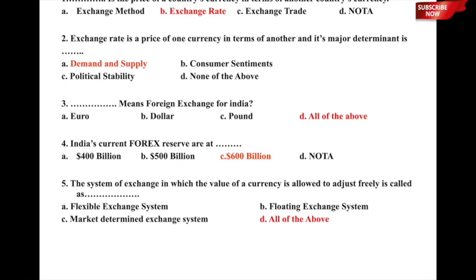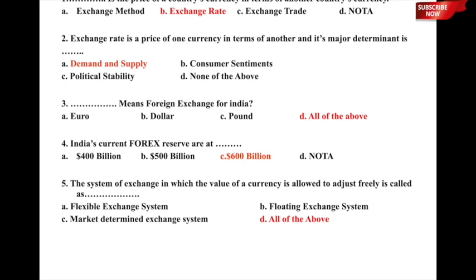Question number 5 is, the system of exchange in which the value of a currency is allowed to adjust freely is called as what? Here what is happening is the system of exchange where the value of a currency is allowed to adjust freely is called as what? Whether it is A, flexible exchange system, whether it is B, floating exchange system, whether it is C, market determined exchange system, or D, all of the above. So, here the correct answer is all of the above.